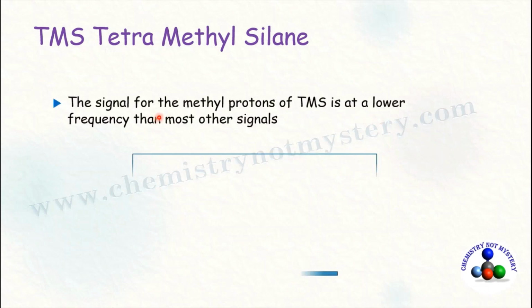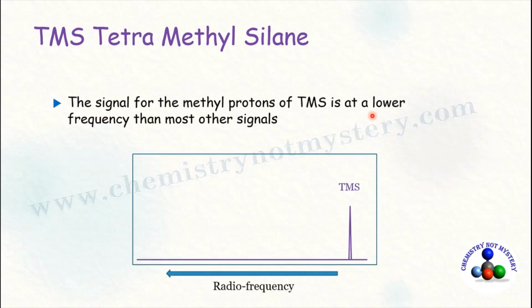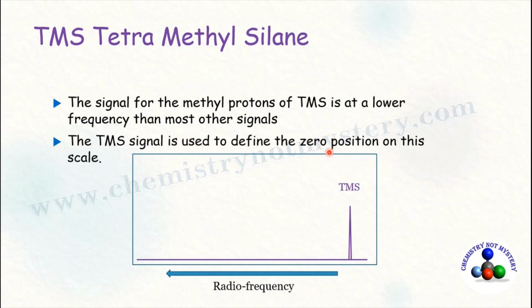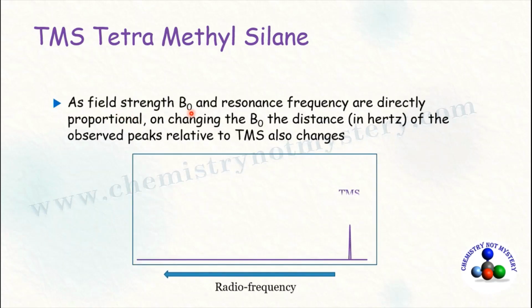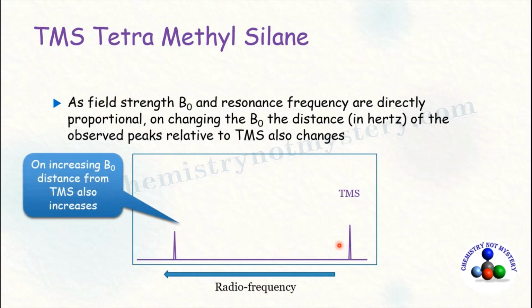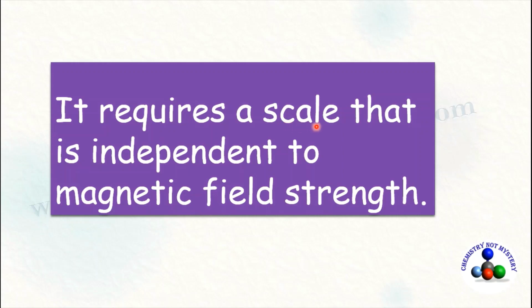As the methyl protons of TMS are the most shielded, their signal occurs at lower frequency. That's why the TMS signal is used to define the zero position on the NMR scale. The signals of other protons are measured by calculating the distance from the TMS signal. But as you know, the field strength and resonance frequency are directly proportional. So on increasing the magnetic field strength, the distance of the observed peak from TMS also increases. That's why it requires a scale that is independent of the magnetic field strength.